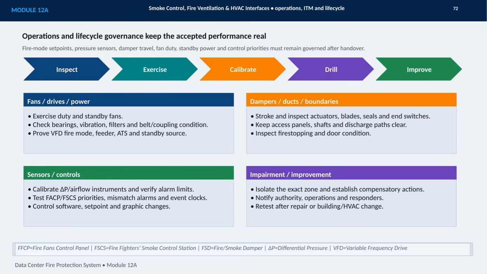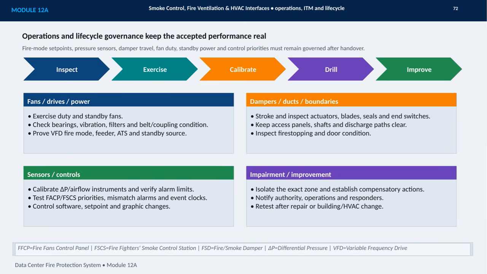This slide focuses on the governance needed to keep smoke control and fire ventilation performing as accepted, long after handover. The system has to remain governed in fire mode, not simply installed and commissioned. That means maintaining set points, pressure sensors, damper travel, fan duty, standby power, and control priorities. The lifecycle rhythm is straightforward. Inspect, exercise, calibrate, drill, and improve.